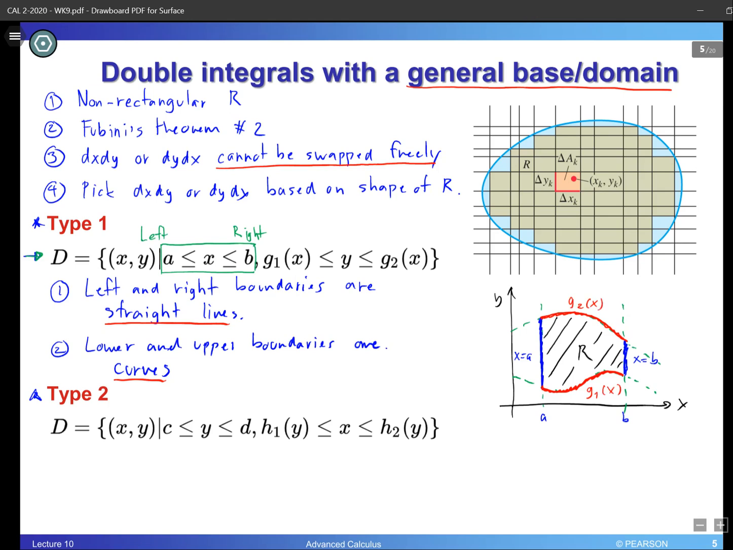And as you can see, y has to be in between them. And that's why you have this range inside the definition. Y has to be in between these two functions, right? g1(x) and g2(x). g1(x) is going to be the lower boundary, and g2(x) is going to be the upper boundary. This one is upper.